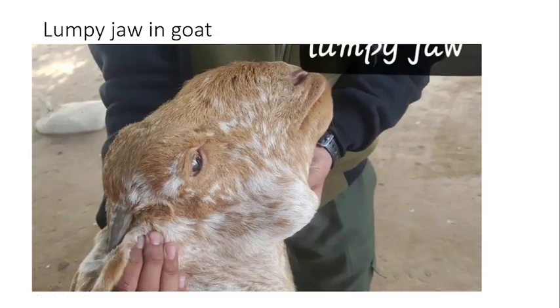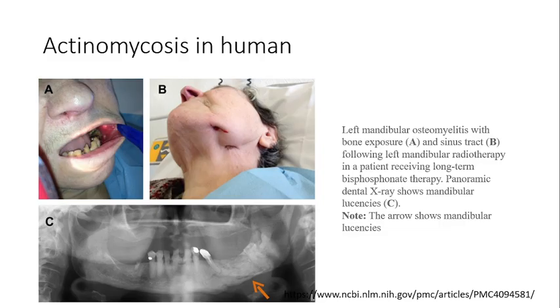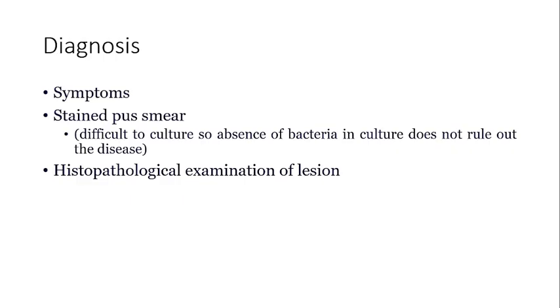It can infect the gut also. It is known as lumpy jaw in the gut. It can also produce polyps or fistulous withers. It can infect humans also. And how to diagnose it?